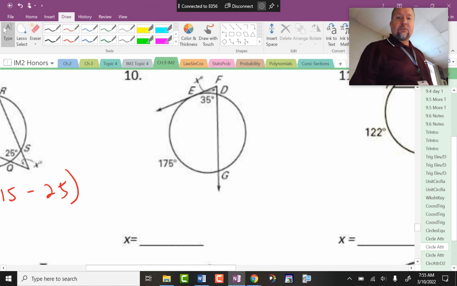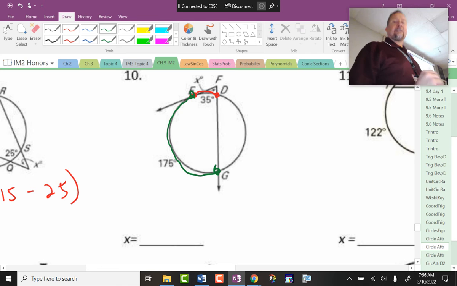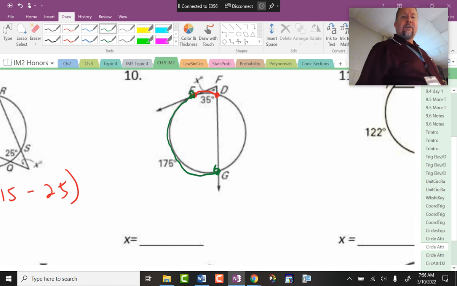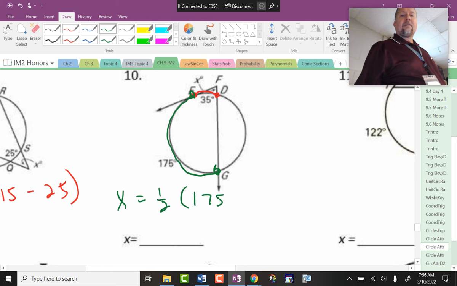Same thing with this one, but this is called a tangent chord. I'm sorry, not chord, tangent secant. All right, because that's a tangent line right there on that top one. But anyway, the two arcs that are cut are those same things. X degrees equals half of big arc minus small.